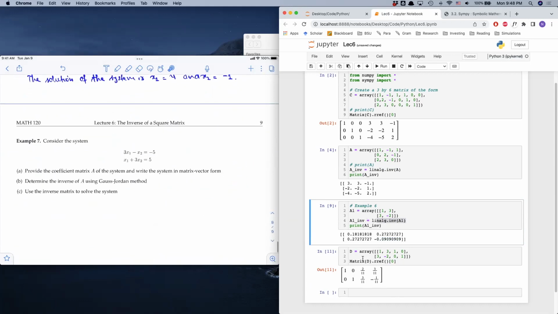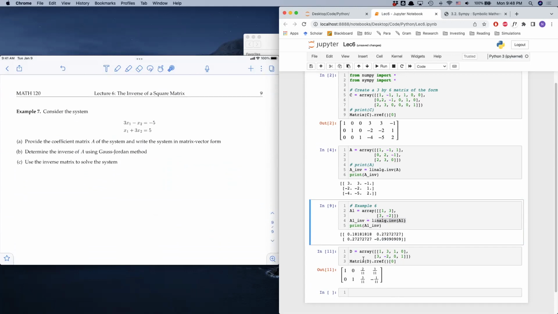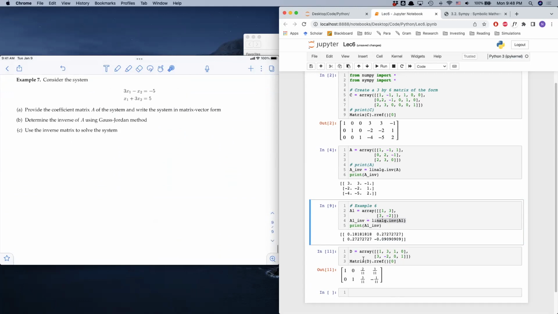Okay, now in the next example, I'm going to do the same thing, but we don't have to perform the entire Gauss-Jordan elimination method. I'm just going to use Python to help us with the calculations. All right. So part A again is to obtain the coefficient matrix.